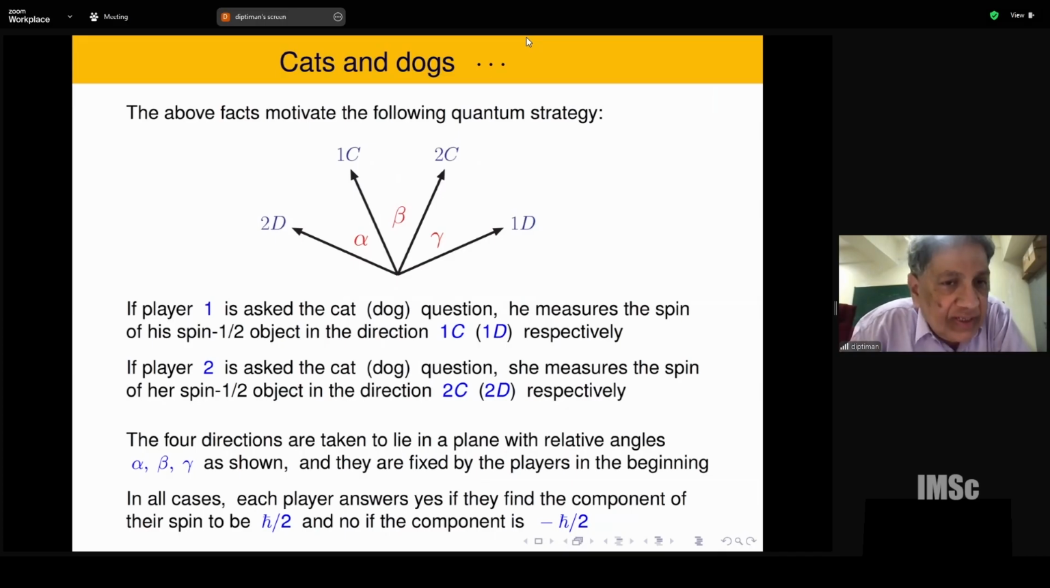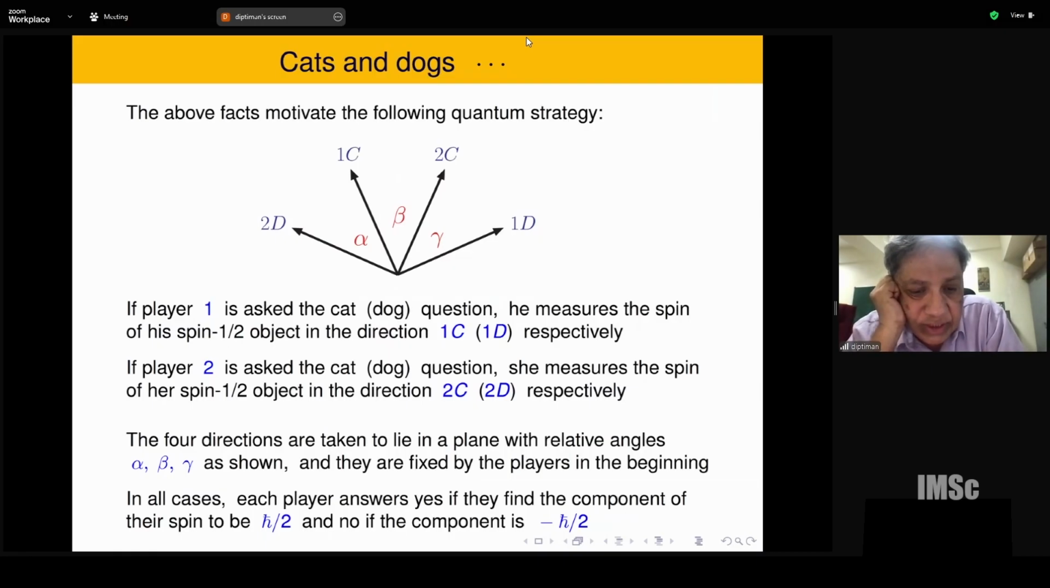These are some fixed directions that they decide on in the beginning of the game. If player 1 is asked the cat question, he will measure the spin of his spin half object in the direction 1C. But if player 1 is asked the dog question, he'll measure his spin in the direction 1D. Similarly, if player 2 is asked the cat question, she'll measure the spin of her object in the direction 2C. And if 2 is asked the dog question, she'll measure it in the direction 2D.